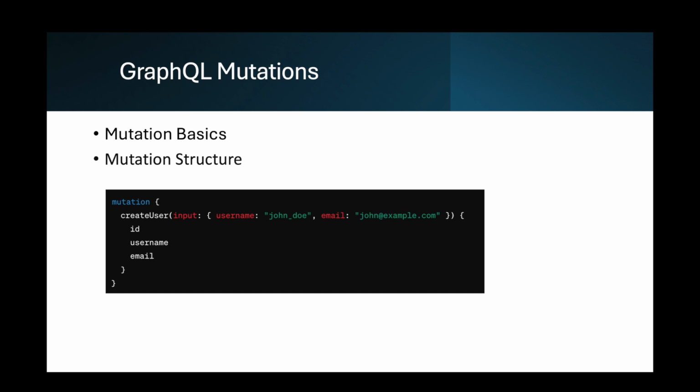So start with mutation, you say createUser. In this mutation, the createUser mutation is used to create a new user with the specified username and email. We pass the input as username and email in this JSON type format, and this mutation will return back the ID, username, and email of the newly created user in the response. What happens is when you create this user on the server side, you'll probably assign it a particular ID and return this back.